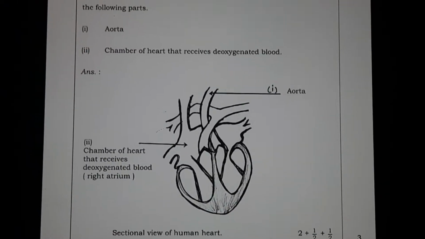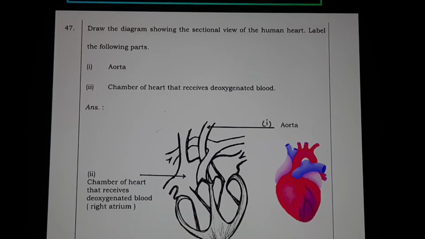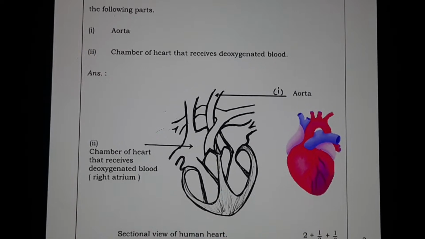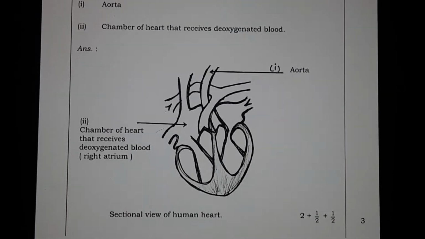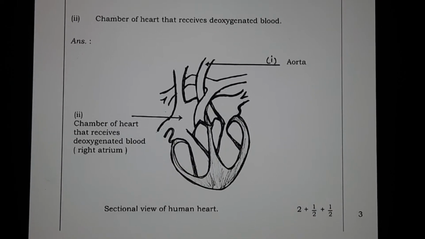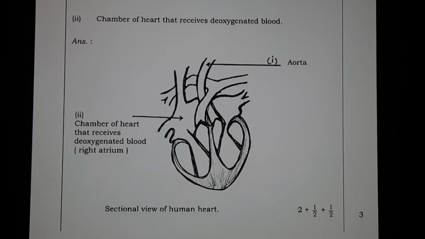Next diagram. Draw the diagram showing the sectional view of human heart. Label the following parts. First, aorta, and second, the chamber of heart that receives deoxygenated blood. First, you have to draw a neat diagram of human heart, and afterwards you have to mention here aorta, and afterwards the chamber that receives deoxygenated blood, that is called right atrium. Through the vena cava, the deoxygenated blood will enter the heart, so you have to mention here.